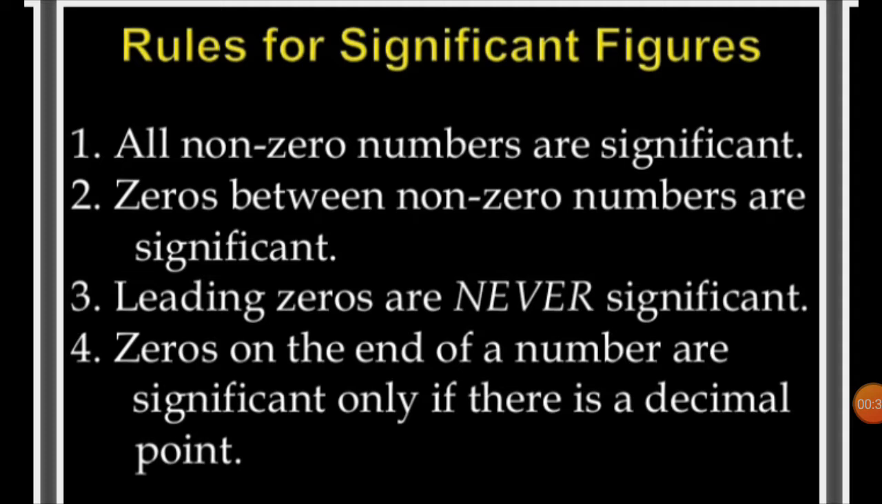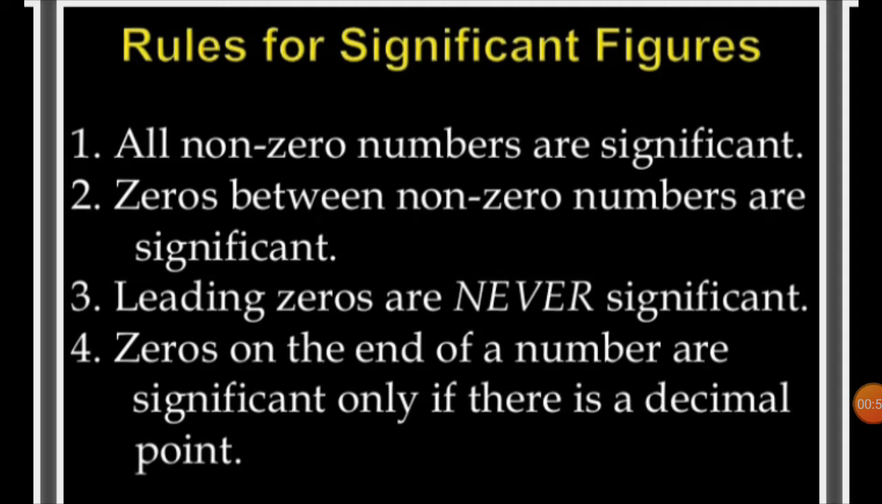14.567, then the number of significant figures will be 1, 2, 3, 4, 5. As the number is 14.567, the significant figures will be 5. Now we will start with the rules of significant figures. As you see, all non-zero numbers are significant. Second, zeros between non-zero numbers are significant.